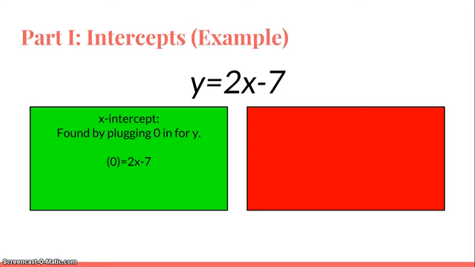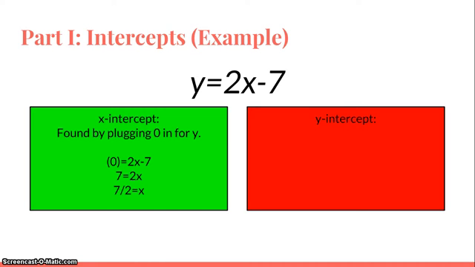Now I just have to solve this equation for x. So I'm going to add 7 to both sides and get 7 equals 2x. Then I divide both sides by 2 and I get 7 halves equals x. So my x-intercept is 7 halves, or in other words, 3.5. So if I were to plot that, I would count over 3.5 spaces on the x-axis, and that'd be my x-intercept. That's the point where my graph, this line, y equals 2x minus 7, crosses the x-axis.